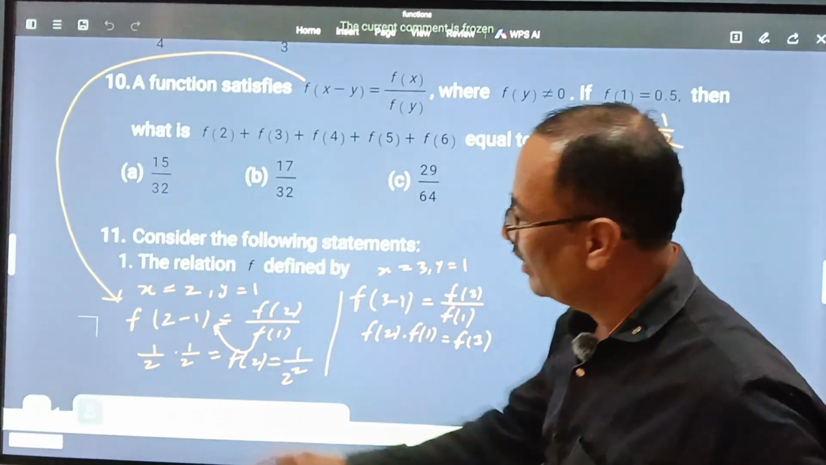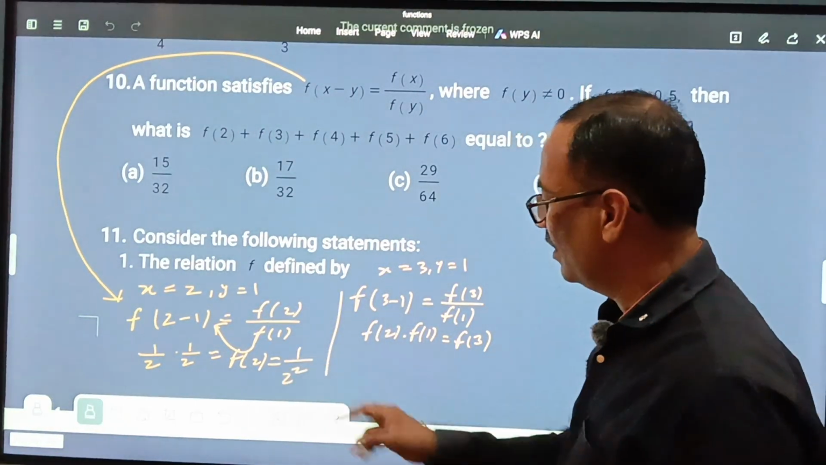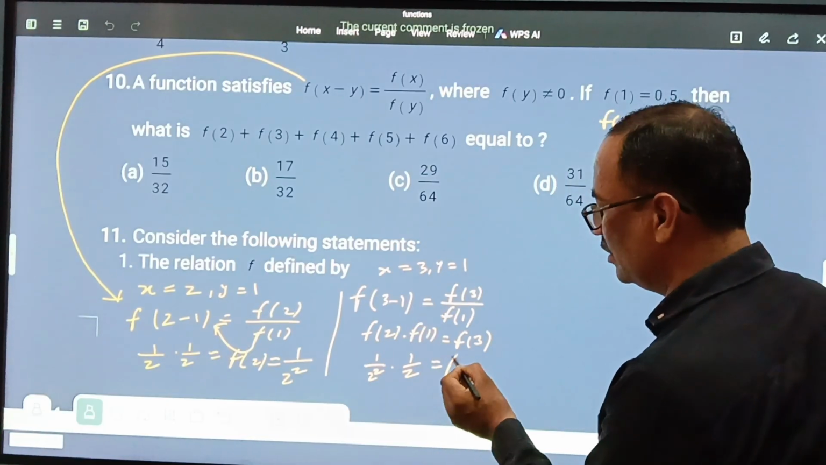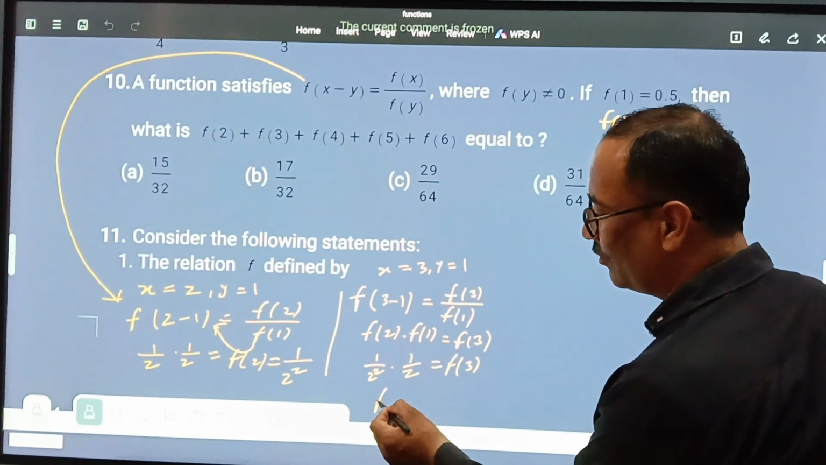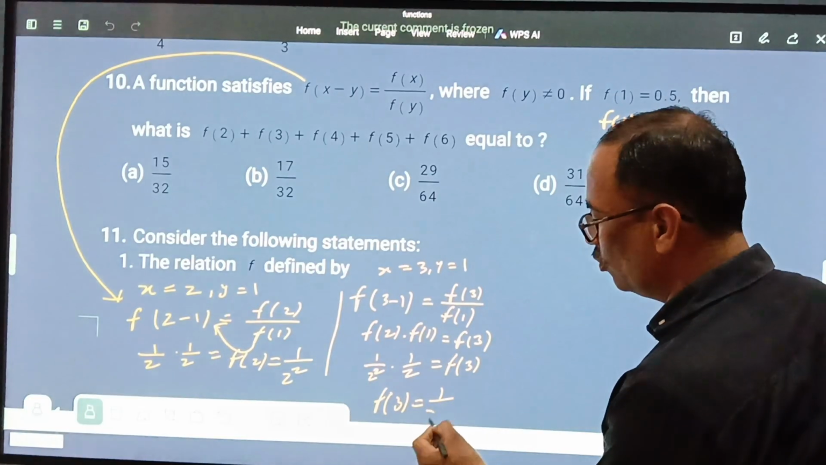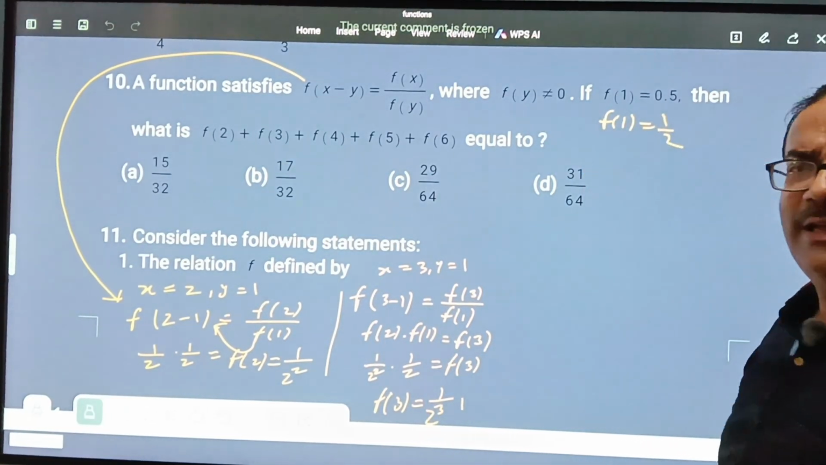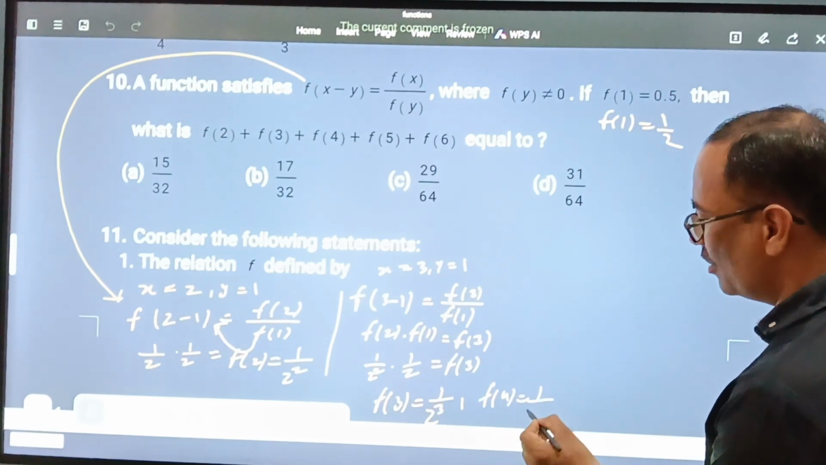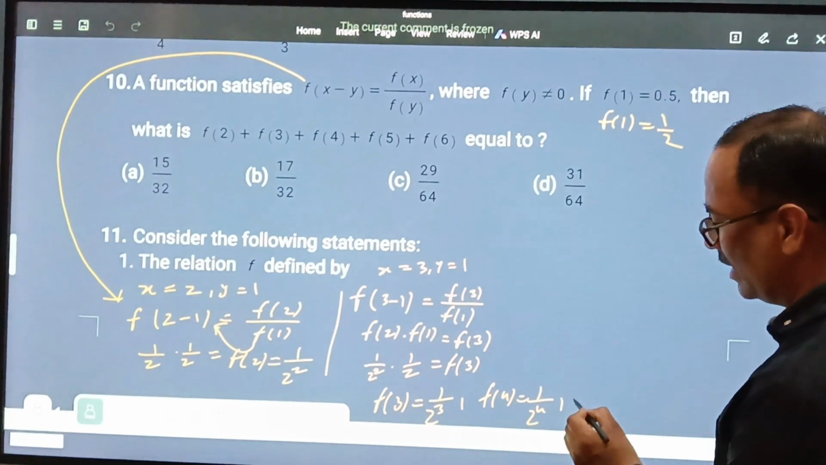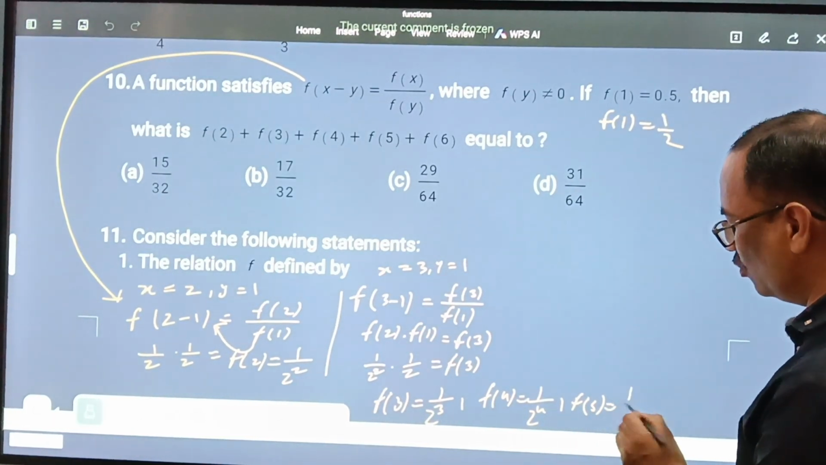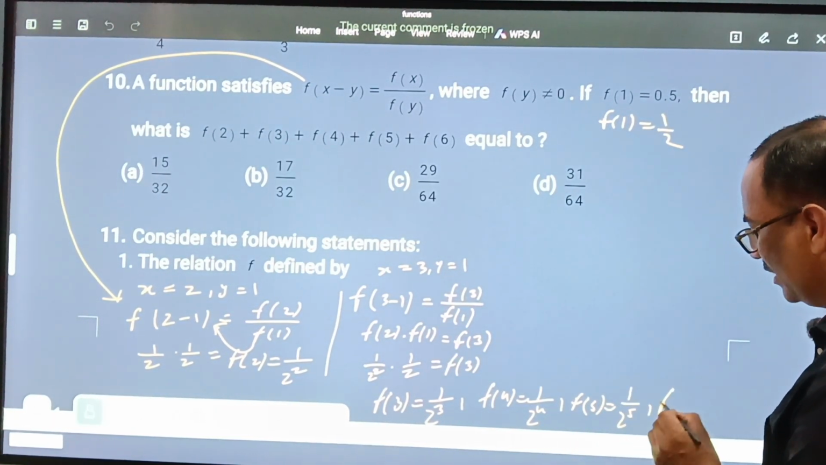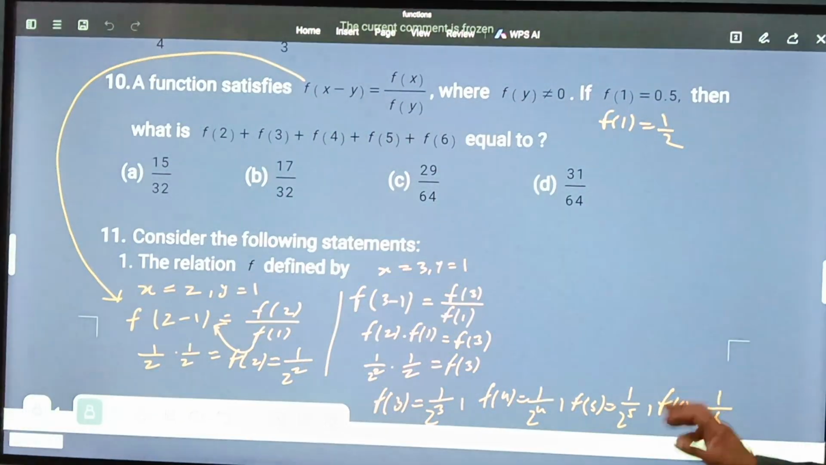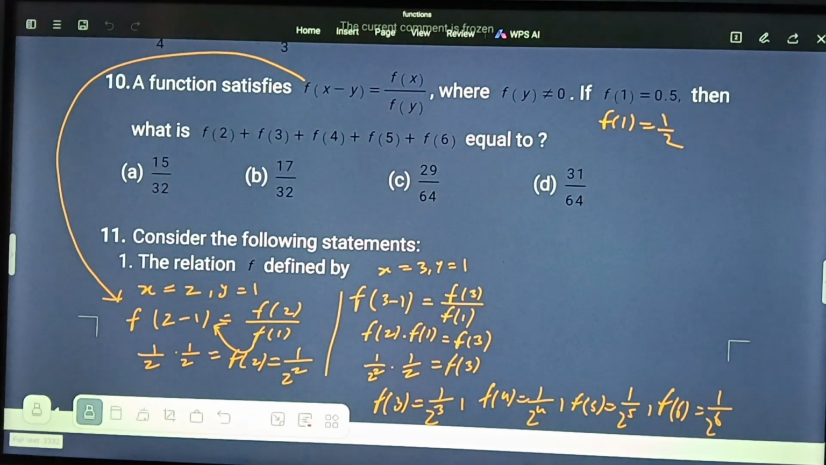F of 2 is what? F of 2 is definitely 1 by 2 square into 1 by 2. So this is f of 3. So what we get? F of 3 is equal to 1 by 2 raised to power 3. So easily we can say here f of 4 is 1 upon 2 raised to power 4. F of 5 is 1 upon 2 raised to power 5, and f of 6 is definitely 1 upon 2 raised to power 6. So substitute all the values, then what we get?